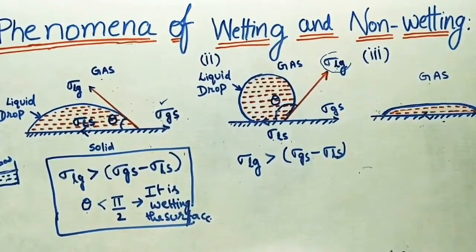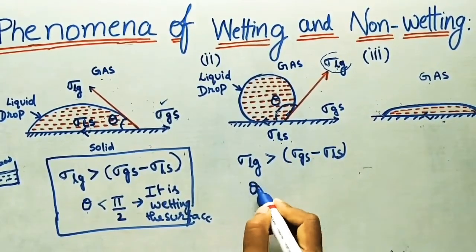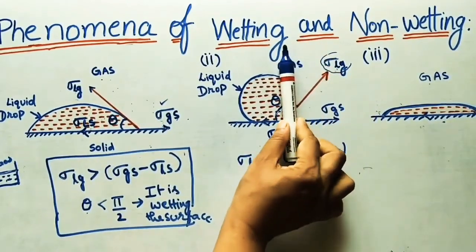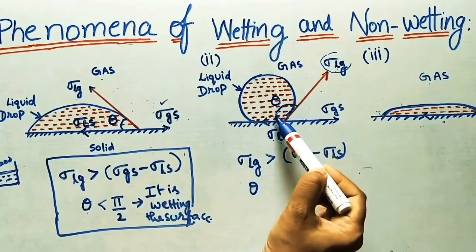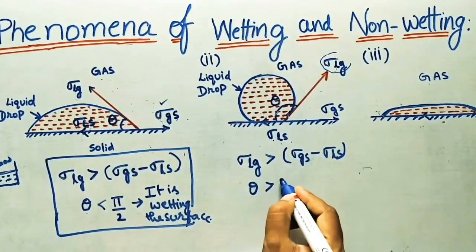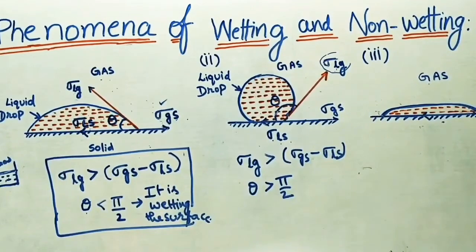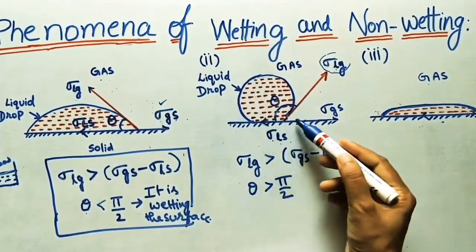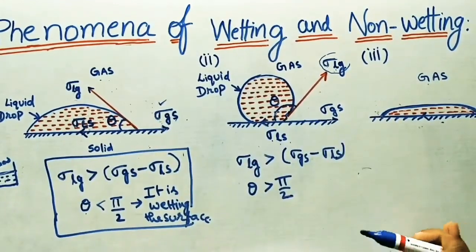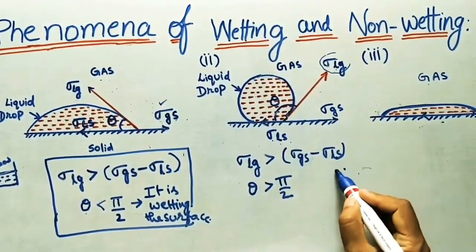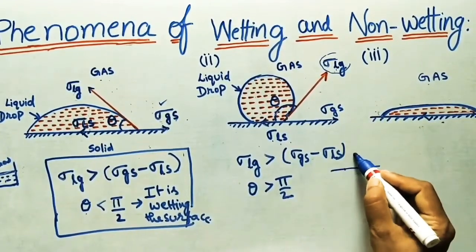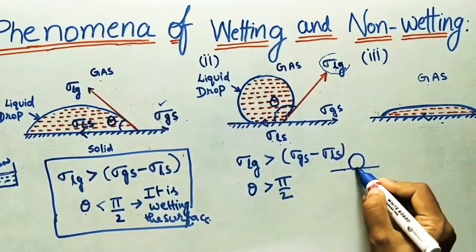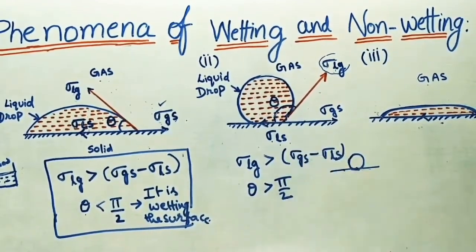Now if you are taking the angle here, the angle is greater than 90. 90 means it is like this, and greater than 90 is this angle. At that time it is in the form of a sphere. It will not wet the surface. Got it? So it is a point connection between solid and liquid, like this. It is point contact between solid and liquid, so it will not wet the surface.